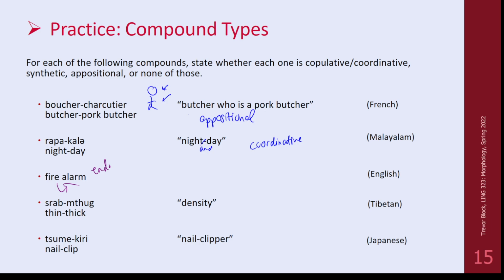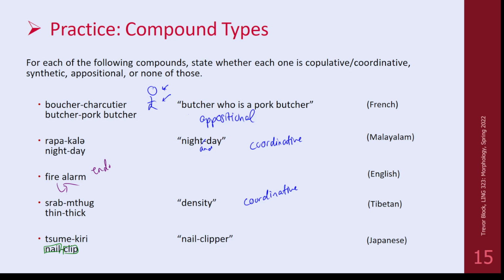I like density here in Tibetan. So thin, thick create density. This is sort of like table and chair creating furniture, like in Vietnamese. So this is an example of another coordinative compound. And finally, a nail clipper comes from nail clip. So it's getting a meaning from both nouns.